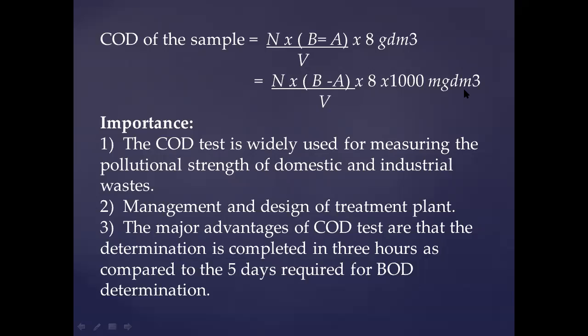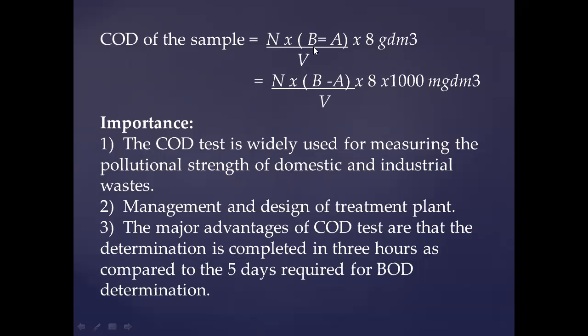If we keep this equation in our memory, then it is easy to solve the problems. So here the required factors are: one is the normality of FAS, and another one is the volume of FAS consumed in the sample titration, and the FAS consumed in case of the blank titration. Then if you know the volume of wastewater that is taken, if these 3 to 4 things are known to you, then it is possible to calculate the COD of a sample.